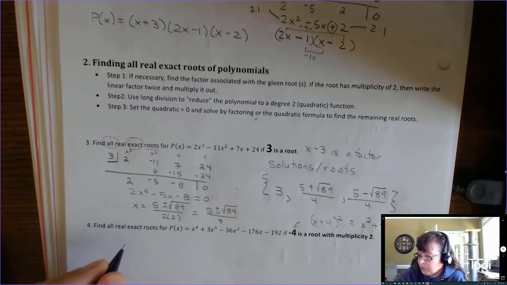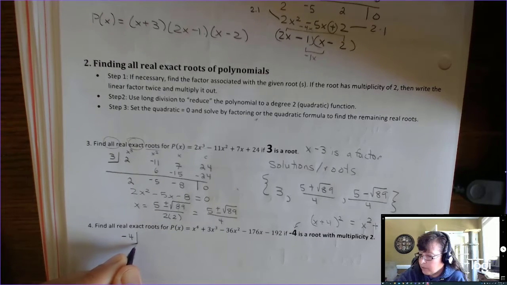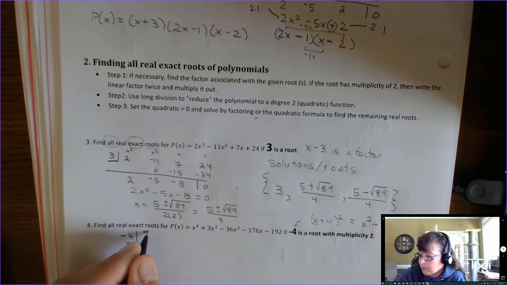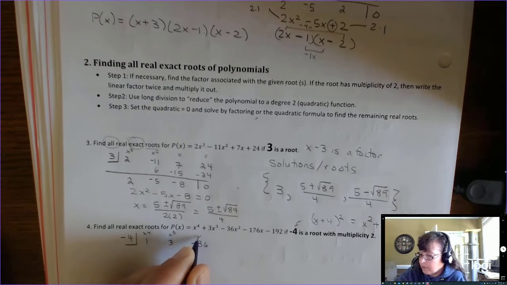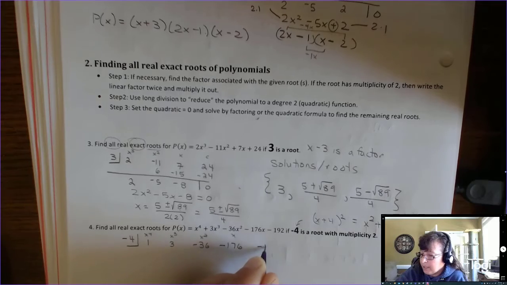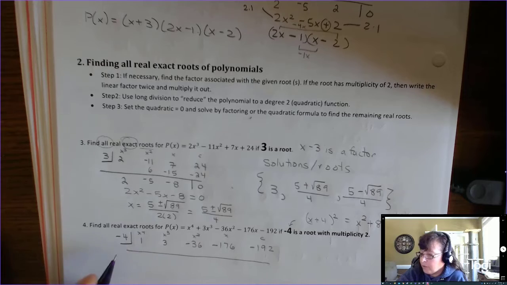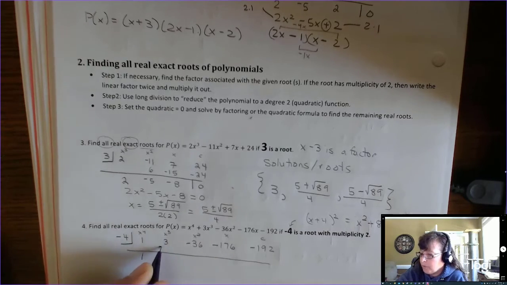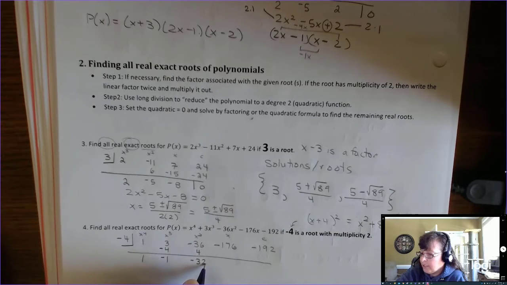Okay, so what you would do if you have multiplicity 2 is you just use negative 4 twice. So this is what's going to happen. We have 1x to the 4th, 3x cubed, minus 36x squared, minus 176x, minus 192. So no terms missing again. All right, and we're going to divide with negative 4. The way we do it is we bring that 1 down, we multiply, so that's negative 4, and we add, so that's negative 1. We multiply, so that's 4, and then we add, so that's negative 32.